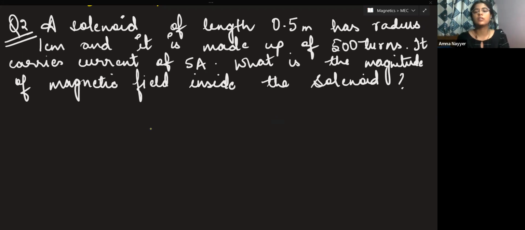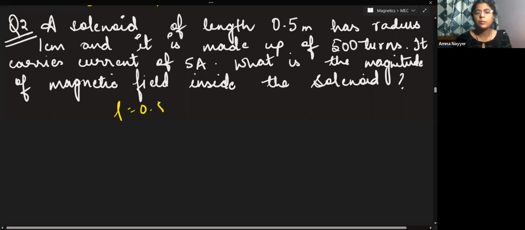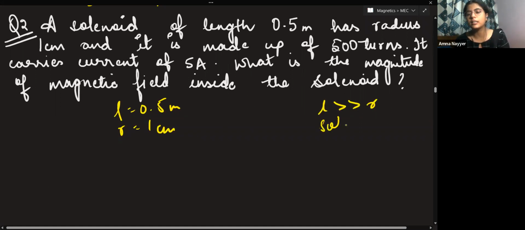See, this is not the right answer. What all things are given to you? Length is given, so 0.5 m length is given. Radius is what? Radius is 1 centimeter. This means length is greater than radius. This shows that it's a long solenoid. Clear?